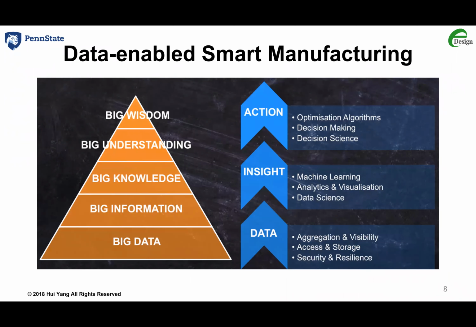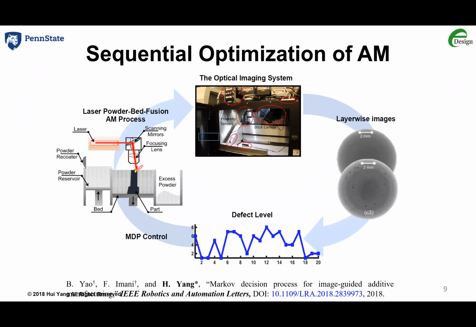We can do this because right now we have a large amount of data generated in the process. So we go from data to information, to useful information, and then based on the knowledge of each layer, we are going to have a better understanding of the process, then we sequentially optimize the additive manufacturing.